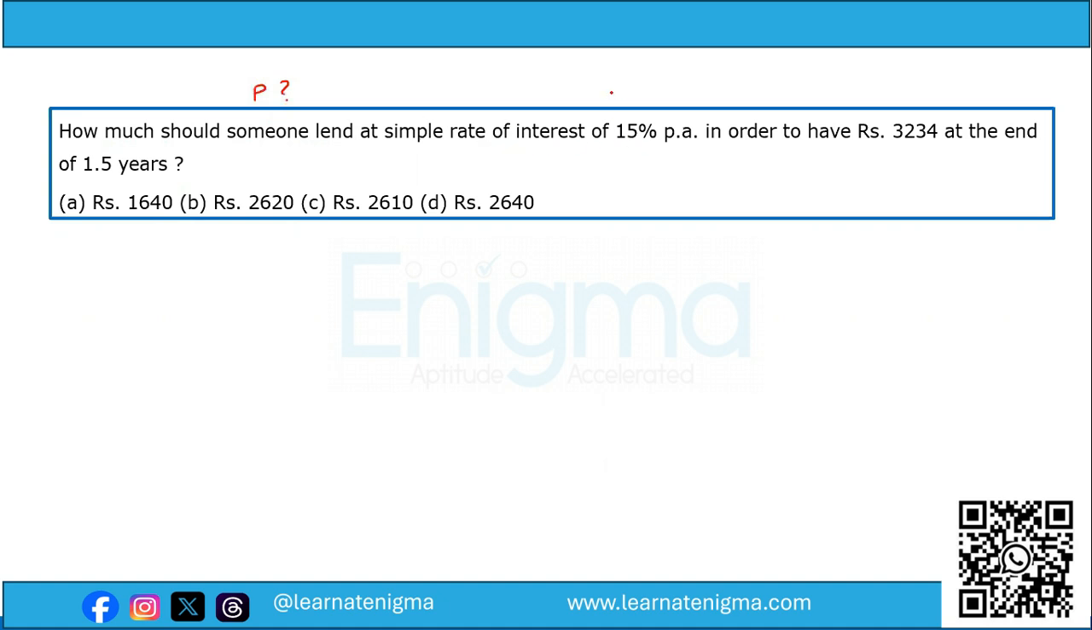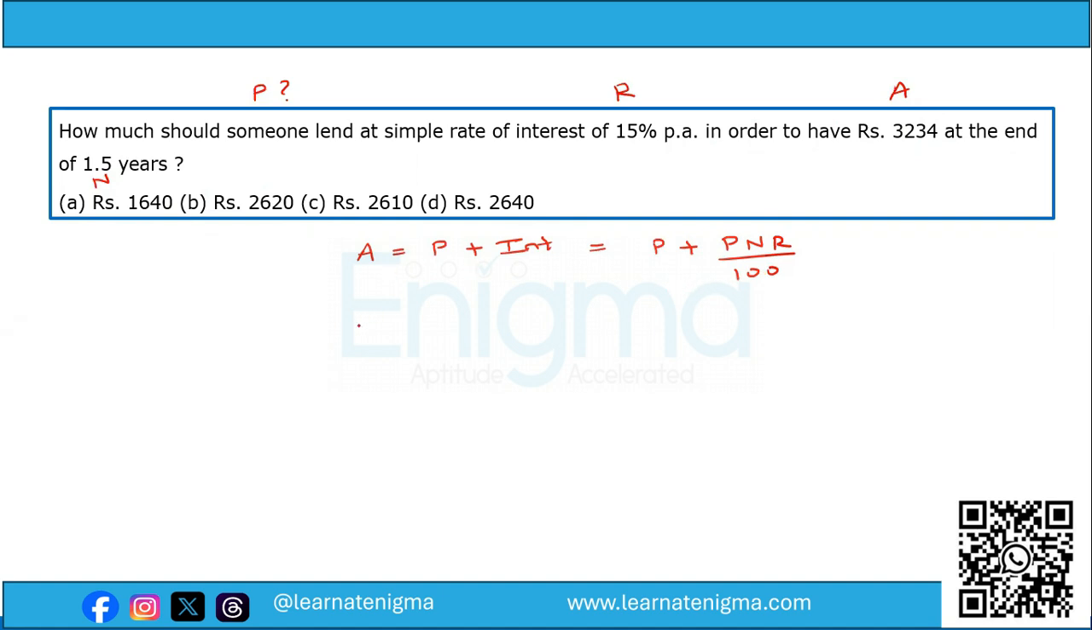We are given the rate of interest, that is R, as 15, and we want to have rupees 3234 at the end of 1.5 years. So 3234 becomes amount and 1.5 becomes N. Now, the formula for amount is principal plus interest. Interest in this case will be simple interest, and therefore the formula will be principal plus PNR by 100, which is the formula for simple interest.